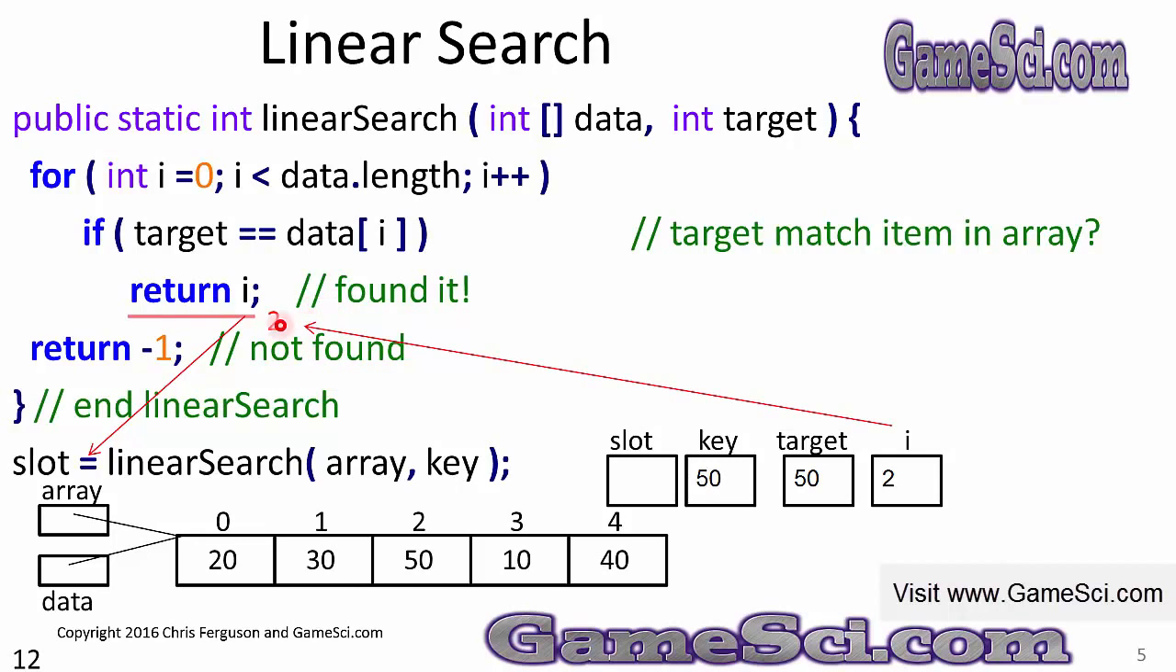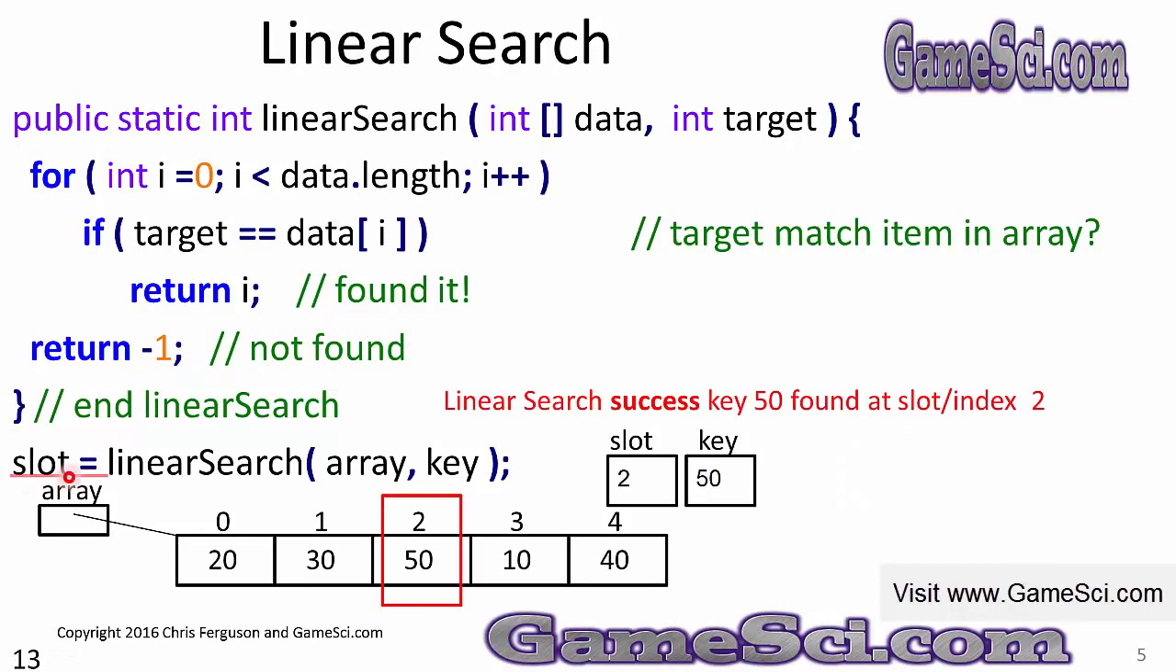Well, what is i? i contains the value 2, so when it says return i, it's going to send a 2 back to that equal sign. Called linear search with an input of 50, and the output of linear search is going to be a 2. I send it back and execute the slot equals, and the 2 that was returned gets assigned to the variable slot. And just to make sure I boxed it in, I said search for 50, and it returns a 2 to tell me that 50 was at position 2. That's what a linear search algorithm does.